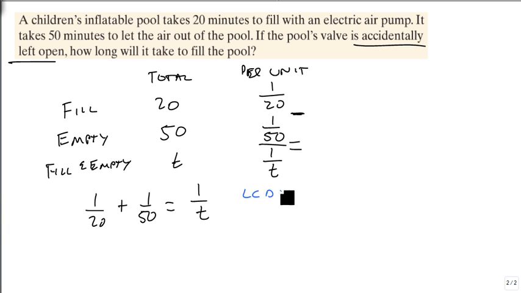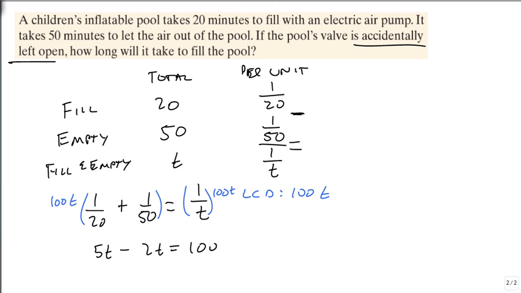Our lowest common denominator between 20 and 50 is 100. We tack on the t and we multiply everything by 100t, and divide out the common pieces. We get 5t minus 2t equals 100, or 3t equals 100. So t equals 100 over 3, which is 33.3 repeated. So about 33 1/3 minutes.